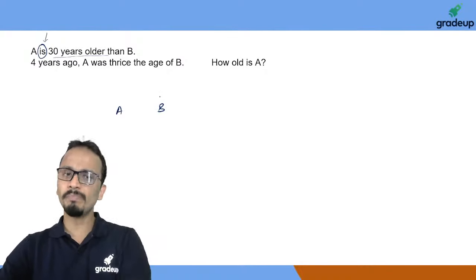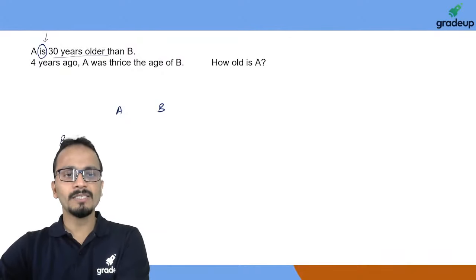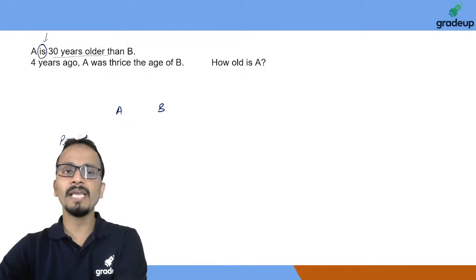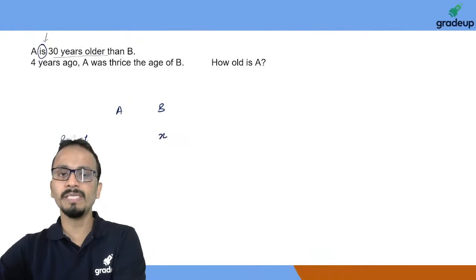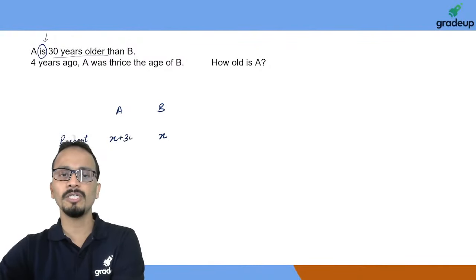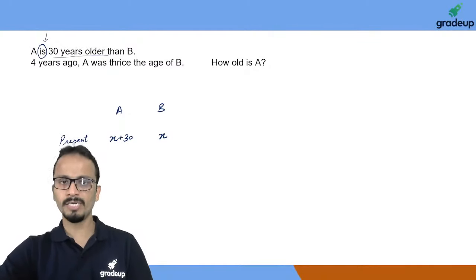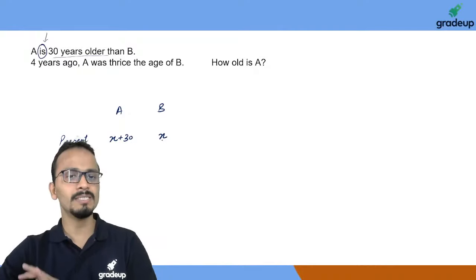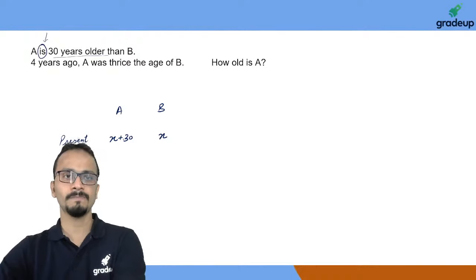So we have two people, A and B, in the story. If I look at the relation between their present ages, I can say that A is 30 years older than B. So if the present age of B is X, the present age of A will be equal to X plus 30.